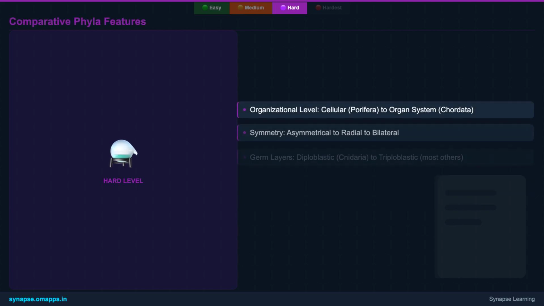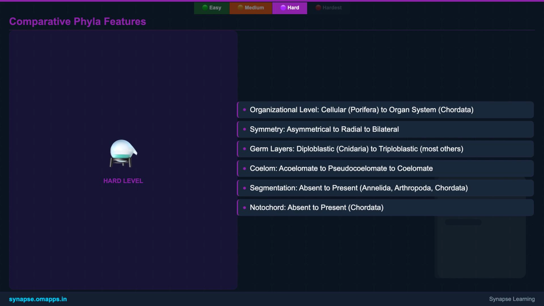This slide offers a comparative analysis, summarizing how key features vary across major phyla. We'll trace the evolution of organizational levels from cellular in Porifera to organ system in Chordata. Observe the shift in symmetry from asymmetrical to radial, then predominantly bilateral. Notice the presence of germ layers, diploblastic in Cnidaria, triploblastic in most others. And critically, the progression of the coelom, from absent in acoelomates to a true coelom in more complex animals.